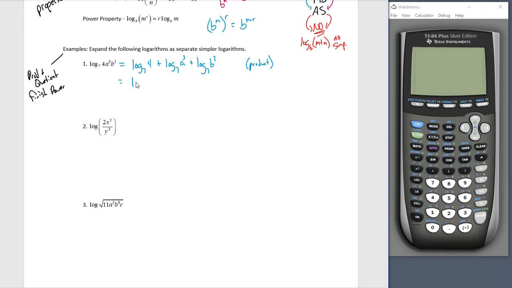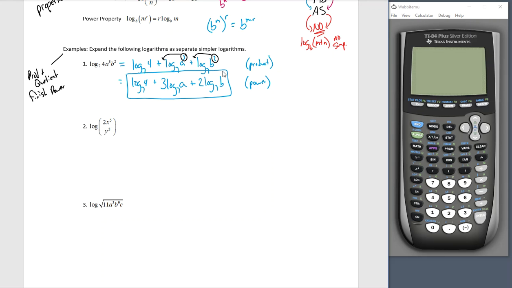Now, this log base 7 of 4, we could use our calculator if we wanted to know that decimal, but we don't care right now. What we're going to do now is use the power rule that says we bring this 3 down in front. We bring this 2, this exponent, instead of an exponent, we multiply in the front. So we'll have 3 log base 7 of a plus 2 log base 7 of b. And this, as it turns out, is our answer. That was the power rule.